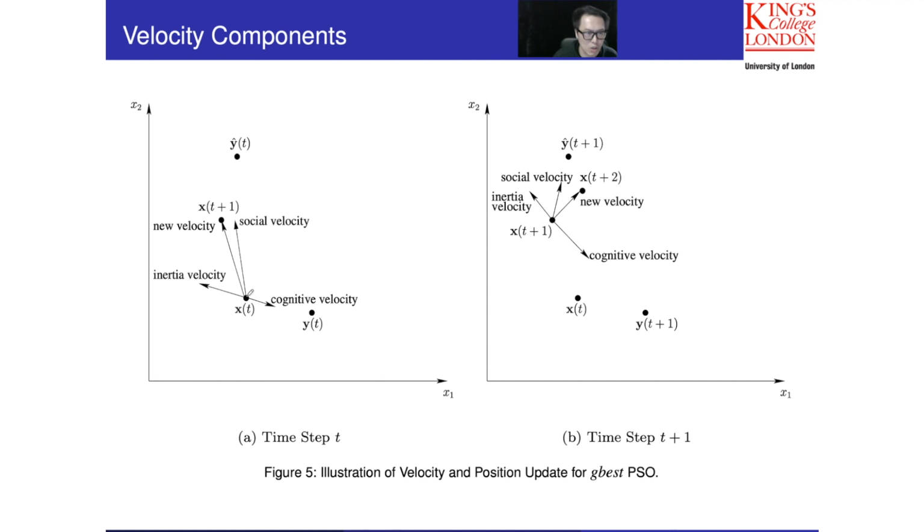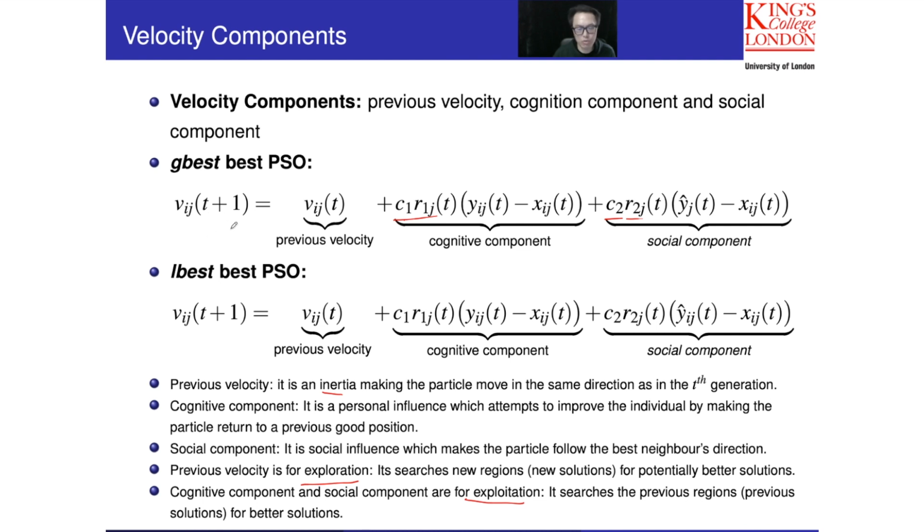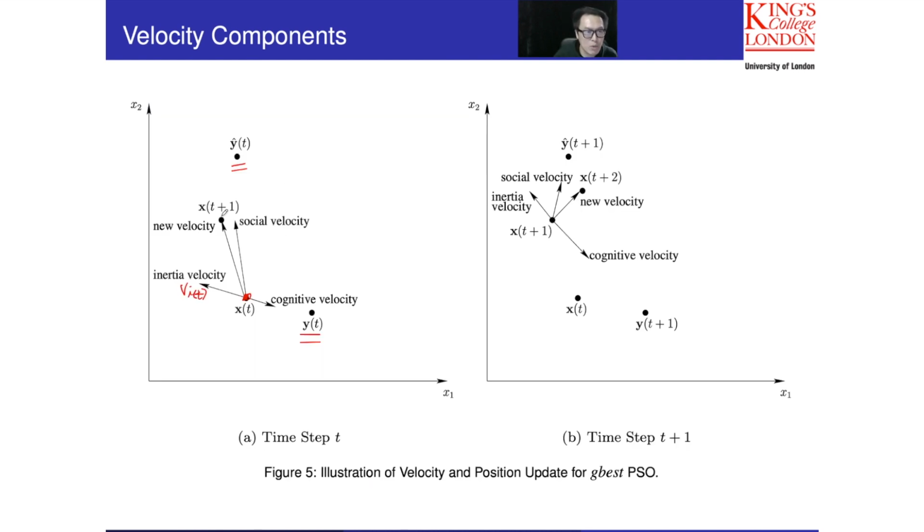Assume that this is the current position, x_t. When we compute v_i(t+1), we can break it down. This is v_i at iteration t, the inertial velocity. The second component, the cognitive velocity, always points to the personal best position, and the social velocity always points to the global best position or the local best position. When these three elements are added together according to this update rule, we have a new position right here.